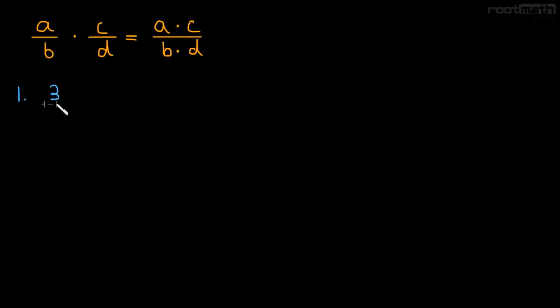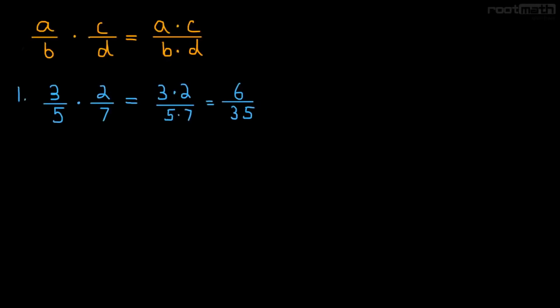So let's see an example. 3 over 5 times 2 over 7. Well, we just get 3 times 2 in the numerator over 5 times 7 in the denominator. So it's just 6 over 35. Really, really basic stuff.